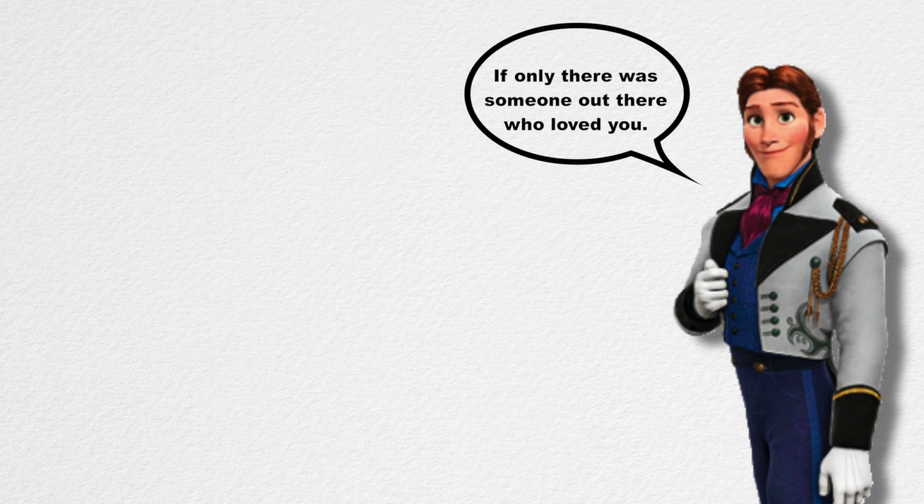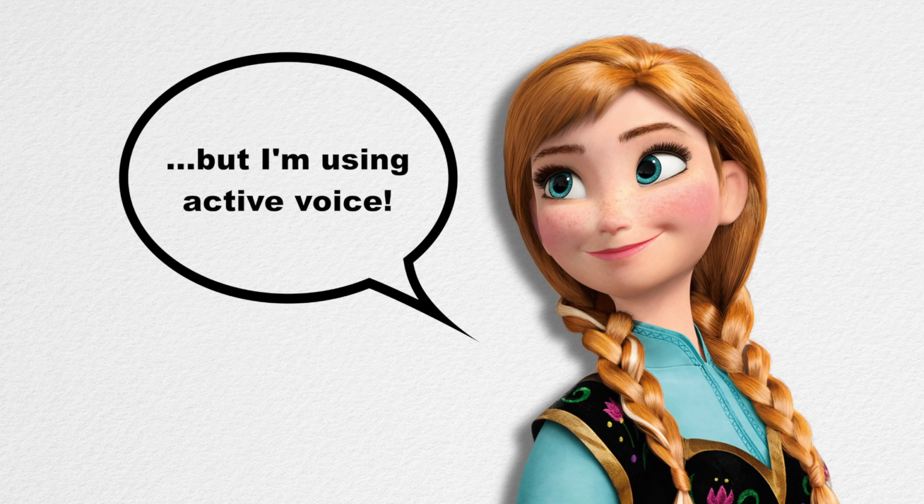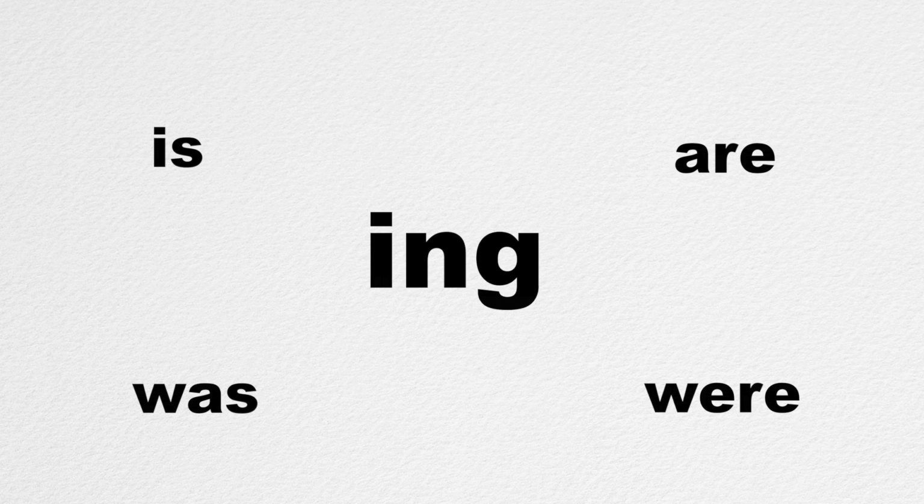By doing this, we're making our subject's actions more direct and we're sounding more sure of ourselves. You just have to remember to look for is, was, are, or were, and then your verb ending in ing. And that's how you change passive voice to active voice.